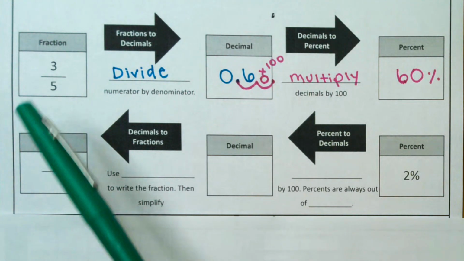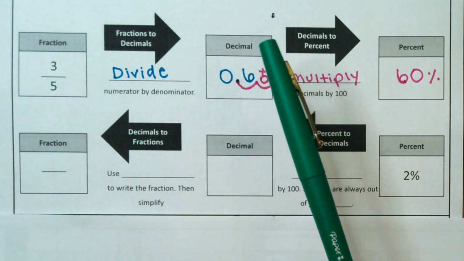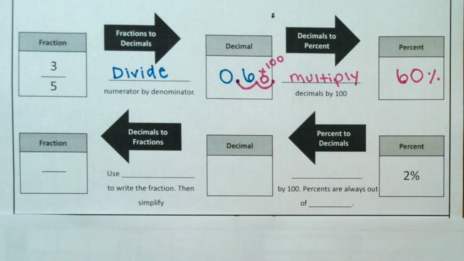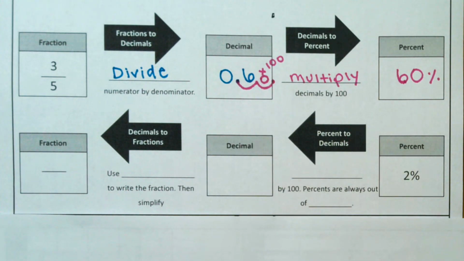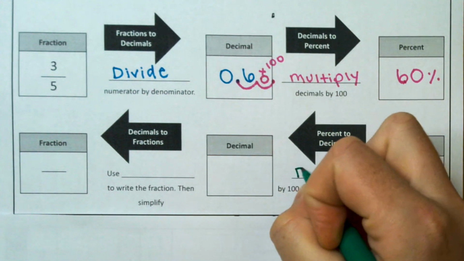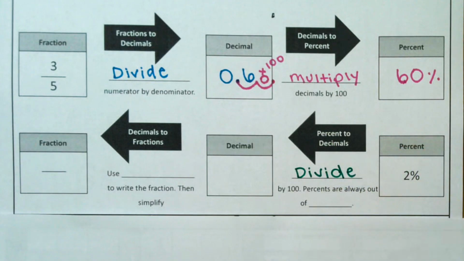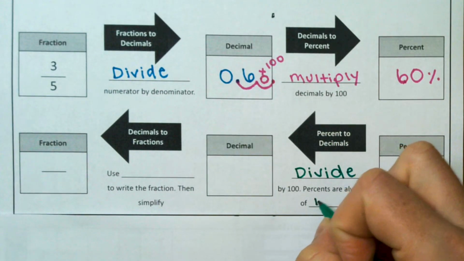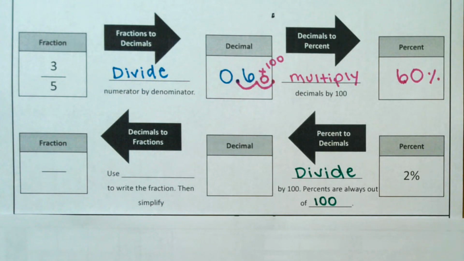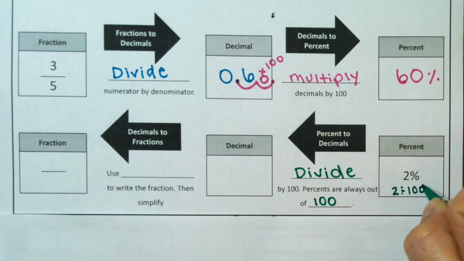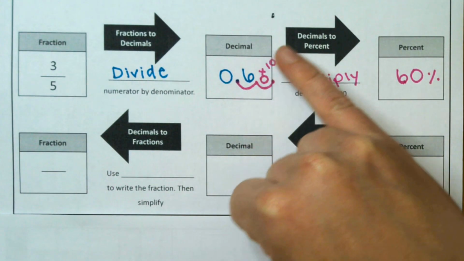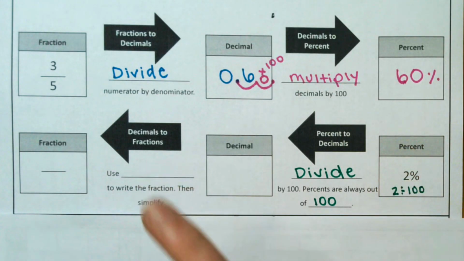All right, so we divided our fraction to get our decimal, and then we multiplied our decimal by 100 to get our percent. Now we're going to go the reverse direction, from our percent to our decimal. To convert from a percent to a decimal, we're going to divide our percent by 100. A key point is percents are always out of 100. So I'm going to do 2 divided by 100, which makes sense because we multiply to get our percent, so to go the other way, we do the inverse of multiplication, which is division.